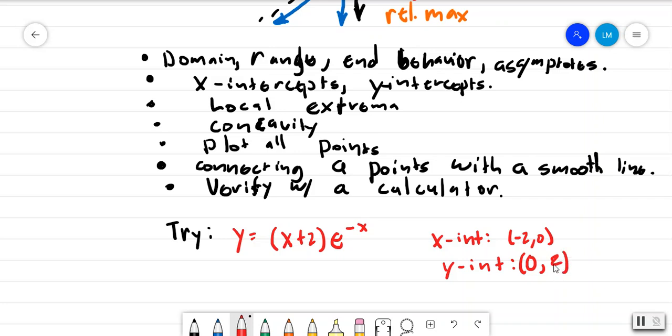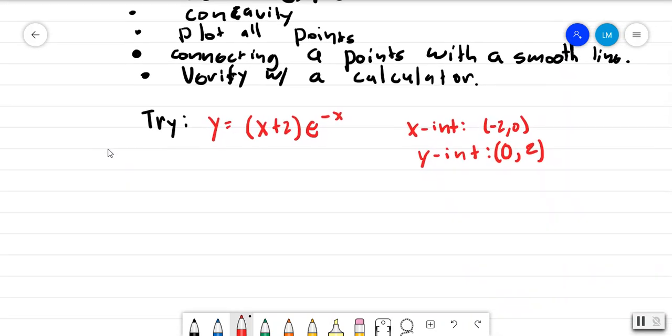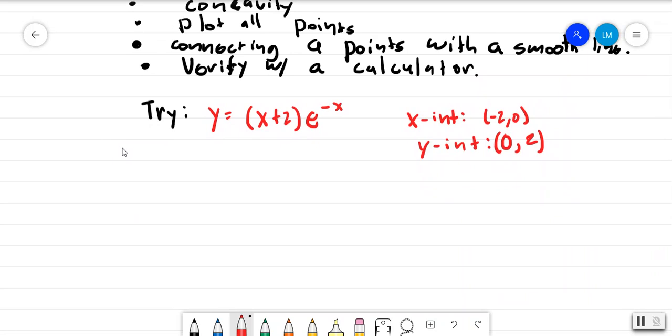Okay, so from here I'll just leave it to you on how to find the sketch of this graph. Now don't forget that you do have a way of checking this using your calculator, but you can also check all graphs on desmos.com if you type them in, and then it just gives it to you right away.